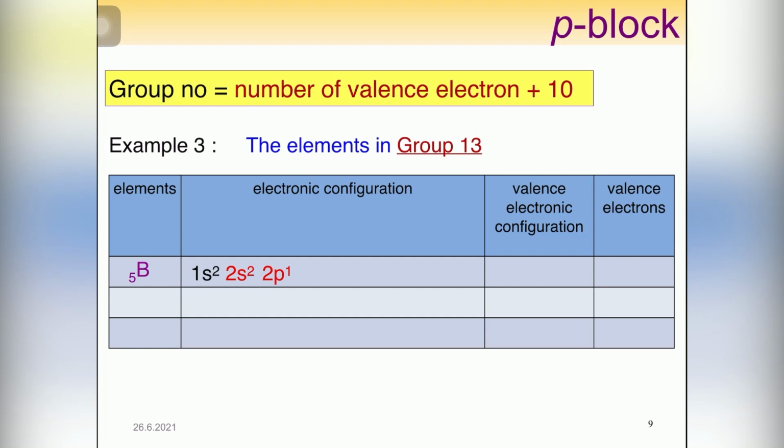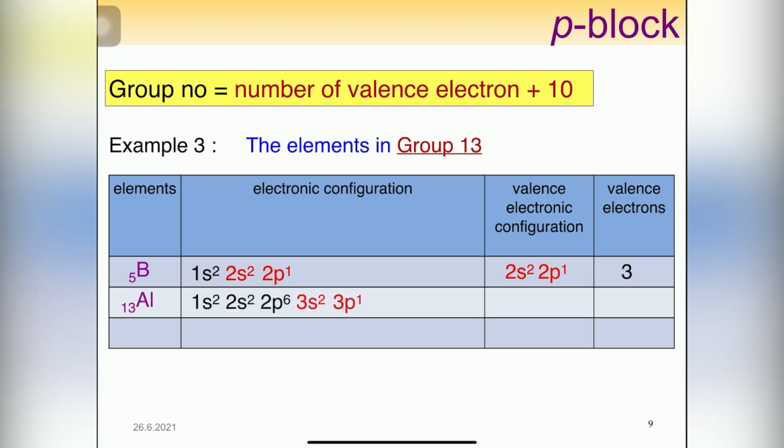So, as I told you, for the elements in the p block, the valence electrons occupy orbital s and p. At n equal to 2, there are orbital s and p. In orbital s, there are 2 electrons. In orbital p, 1 electron. The total electrons in these 2 orbitals is 3. So these are valence electrons. There are 3 valence electrons, and the electronic configuration is 2s2, 2p1, because the valence electrons occupy orbital s and p.